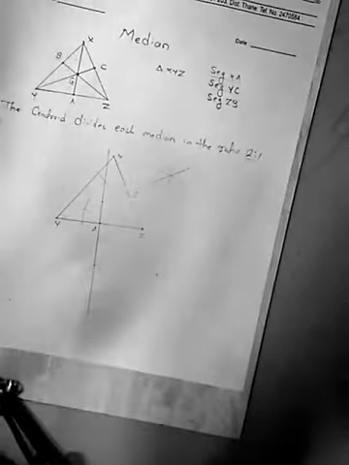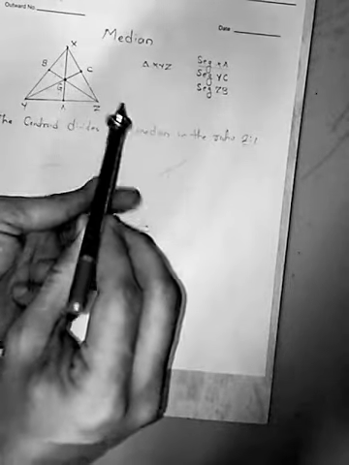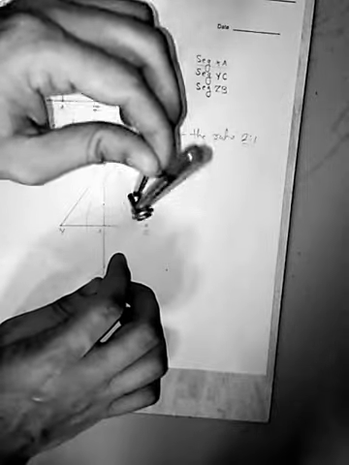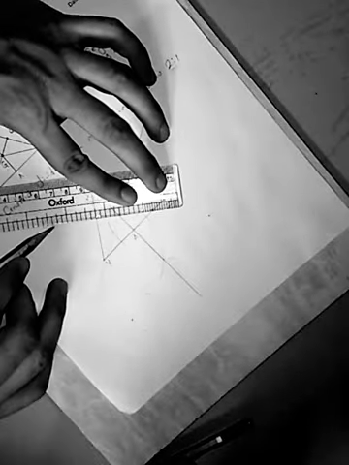What is remaining? The perpendicular bisector of segment XY is remaining. So again follow the same procedure. Take more than half the distance. Make an arc upside and downside. Keep it on X also. Follow the same process here also. Now again join these two points with the scale.